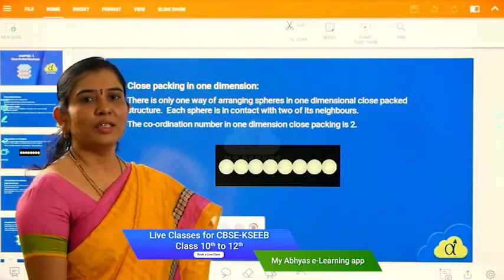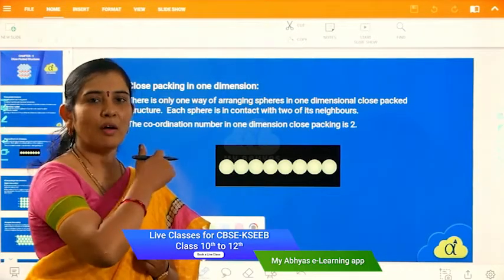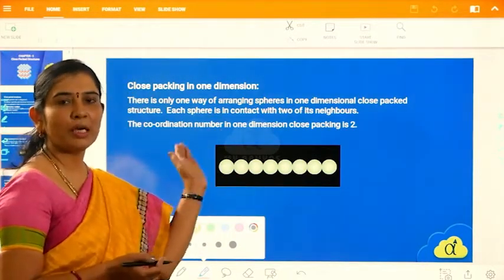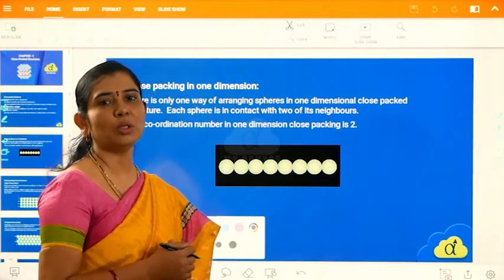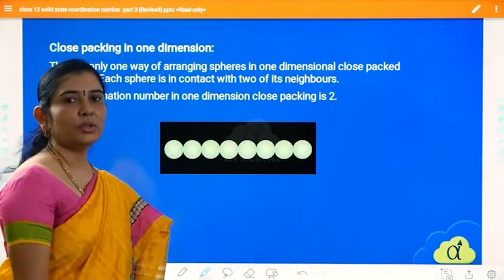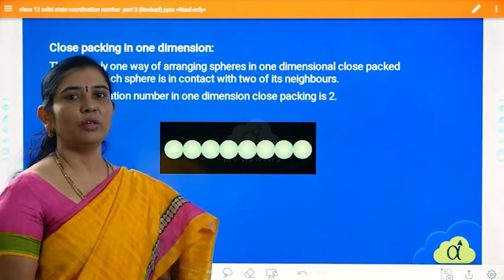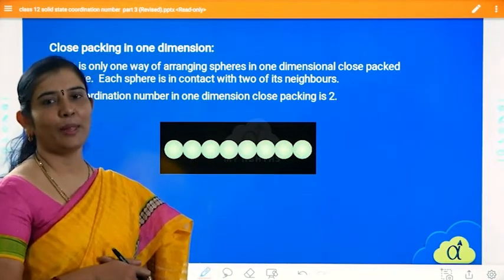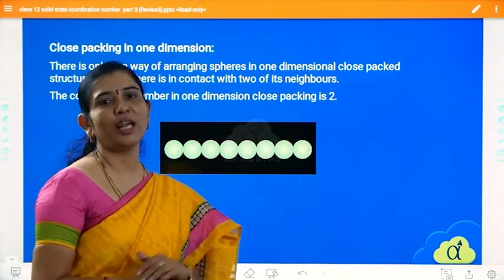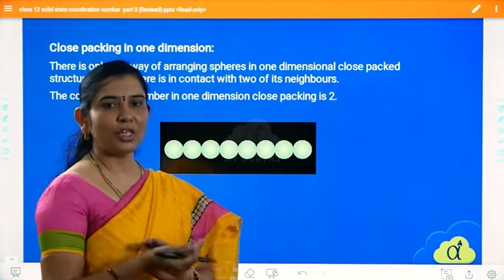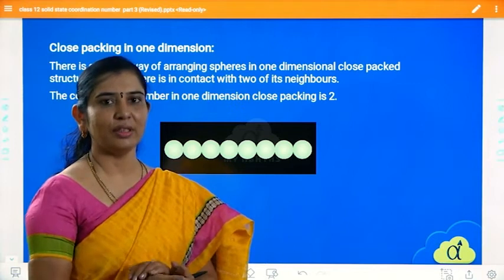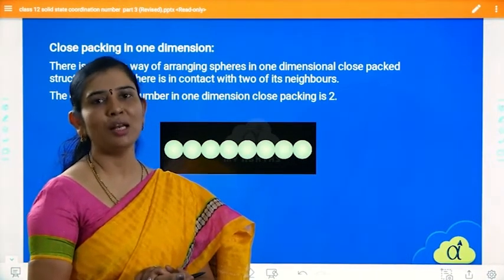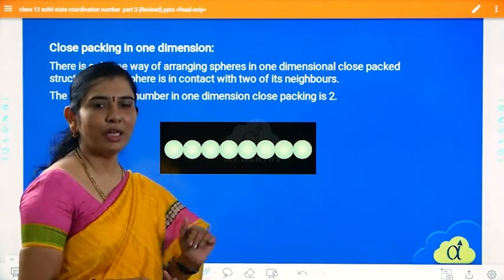Okay, students, whether we arrange the particles in 1 direction, 2 directions or 3 directions, you can classify this close packing arrangement into 3 forms. One is known as 1-dimensional close packing. Second one is 2-dimensional. Based upon the direction in which we arrange the constituent particles, we can classify this close packing arrangement into 3 types. If we arrange only in 1 direction, we call it a 1-dimensional arrangement, right? If we arrange in 2 directions, along the x-axis and along the y-axis, we call it a 2-dimensional arrangement. If it is arranged along all 3 directions, then we call it a 3-dimensional arrangement. Now, we'll discuss one by one in detail.